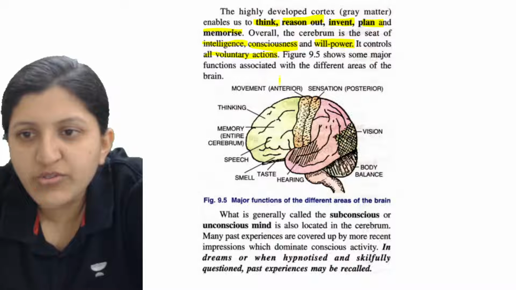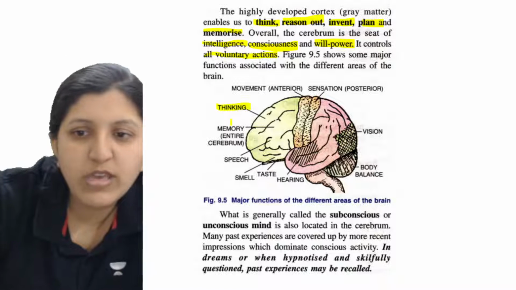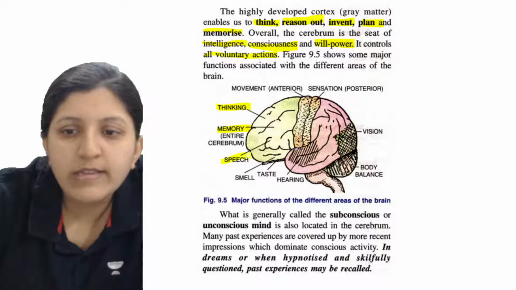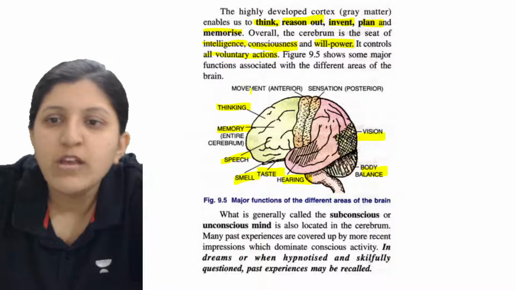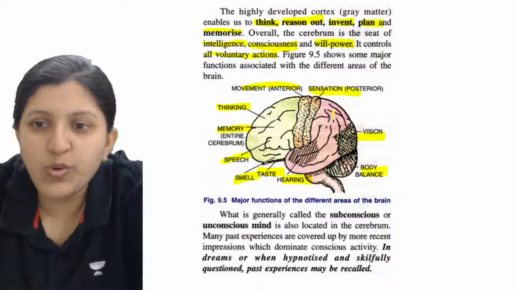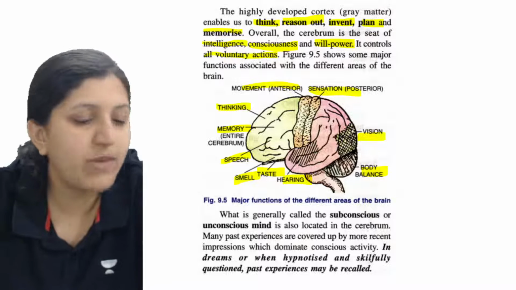So here some major functions are mentioned: thinking, memory, speech, smell, taste, hearing, body balance, vision, movement, sensation. All these are performed by different parts which are mentioned there.